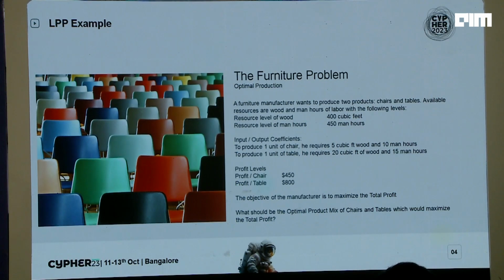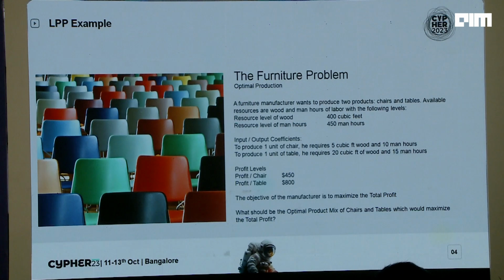So we are trying to get to optimal production. A furniture manufacturer wants to produce two products, chairs and tables. Available resources are wood and man hours of labor, with the following levels.